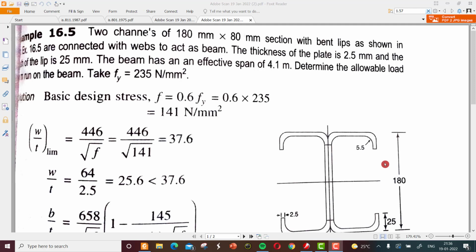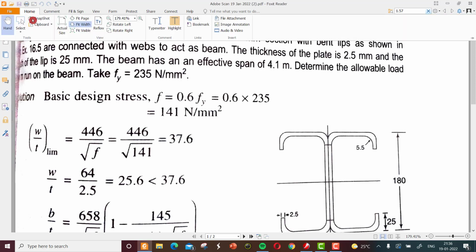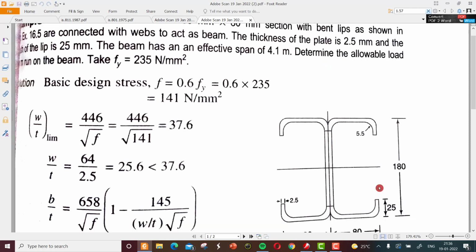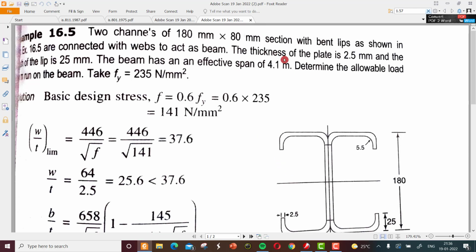In this video, we will see the design of beams. So the question discussed today is: two channel sections of 180 by 80. So 180 is the total depth of web and 80 is the flange width. Sections with bent lips, as shown in the figure, are connected with webs to act as a beam.